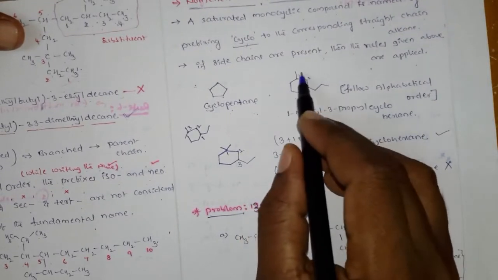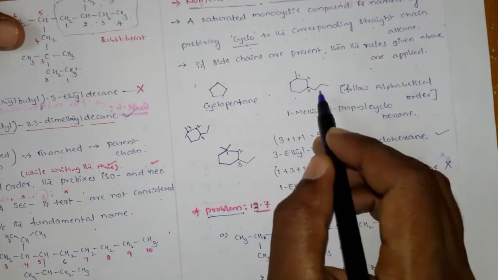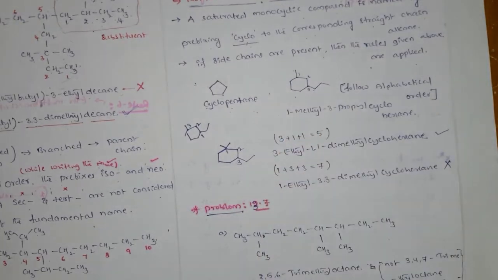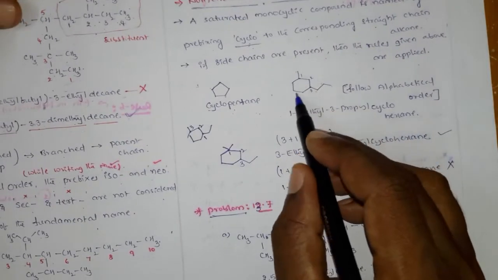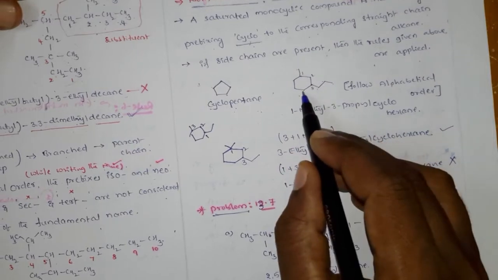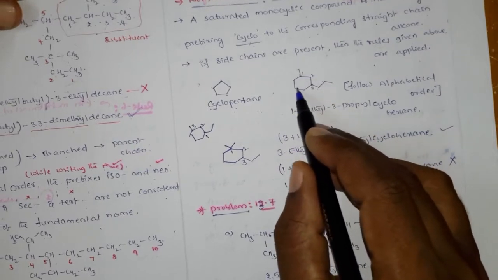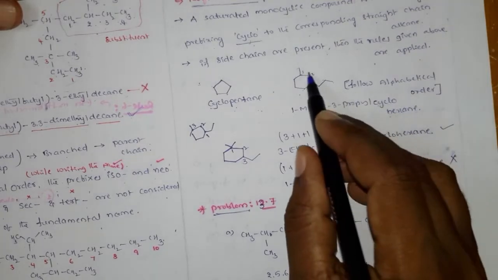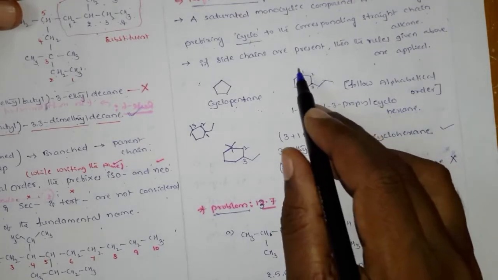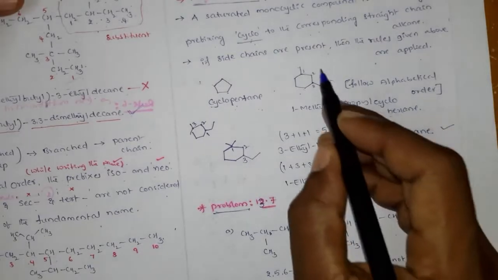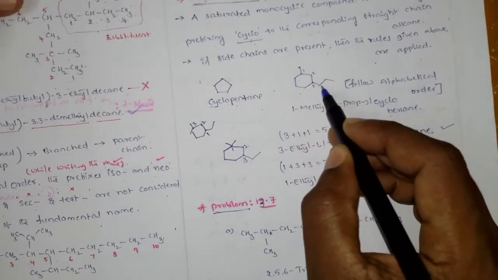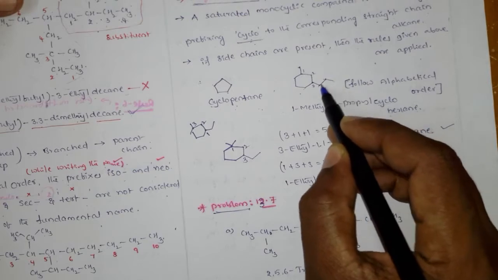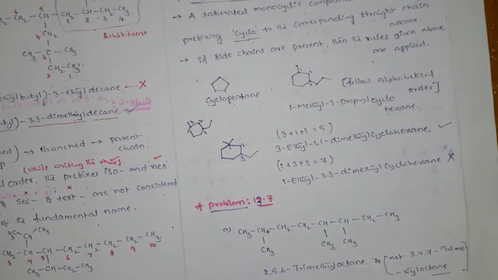In this example, one is a methyl group and one is a propyl group, and these two are the substituents on the cyclohexane. How many carbons? 1 2 3 4 5 6, so it is hexane, and it is cyclohexane. But on the cyclohexane there are two substituents: one is the methyl, another one is the propyl, with 3 carbons, 1 2 3. So what do you have to do now? You have to assign the numbering.